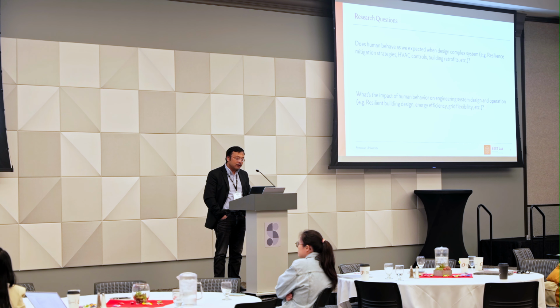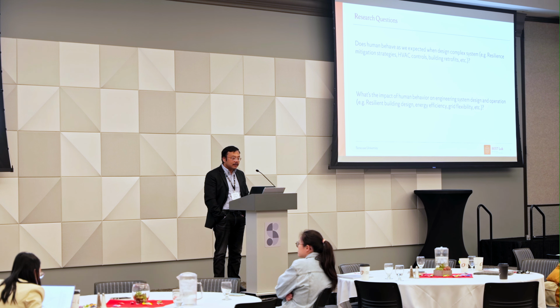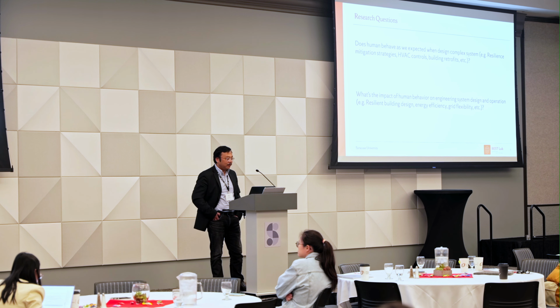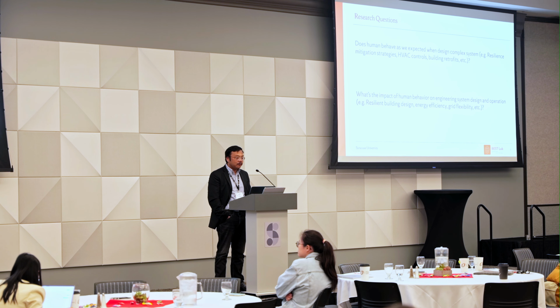So the research question has two parts. The first one is, do humans behave as we expected when we design complex systems, like resilience and mitigation strategies, which fit this workshop's topic, HVAC controls, and building retrofits? The next question is, what is the impact of human behavior on engineering system design and operation, like inefficiency, grid flexibility, and resilient building design? What are the impacts?